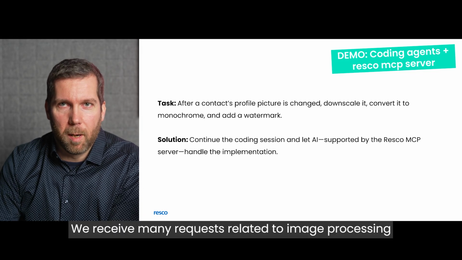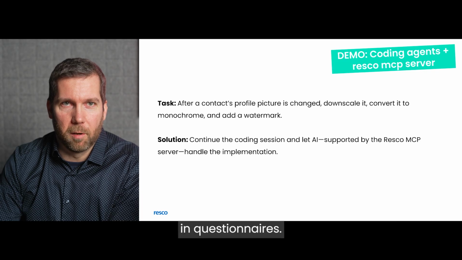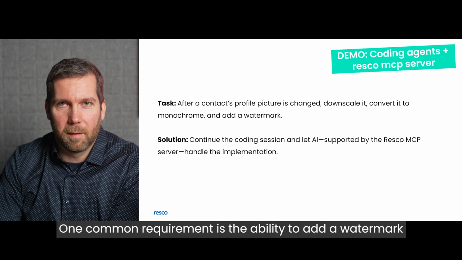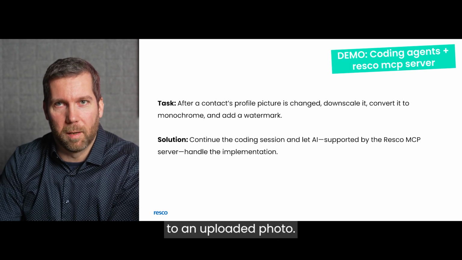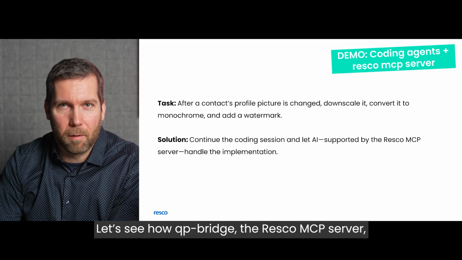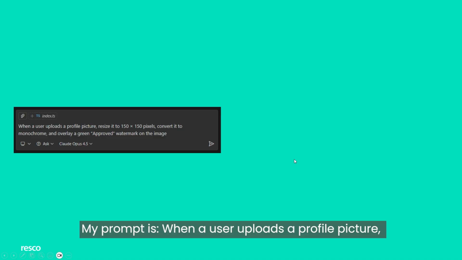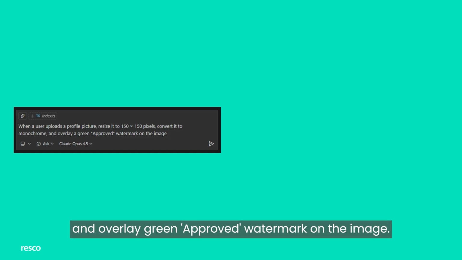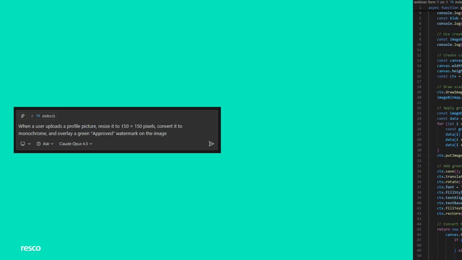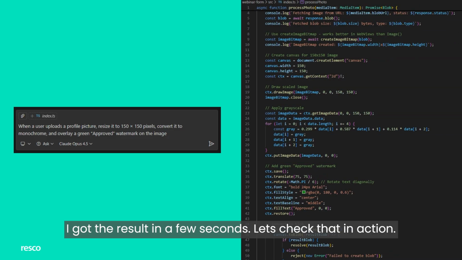We receive many requests related to image processing in questionnaires. One common requirement is the ability to add a watermark to an uploaded photo. Let's see how QP Bridge, the Resco MCP server, and the questionnaires work together to solve this task. My prompt is, when a user uploads a profile picture, resize it to 150 x 150 pixels, convert it to monochrome, and overlay a green approved watermark on the image. I got the results in a few seconds.